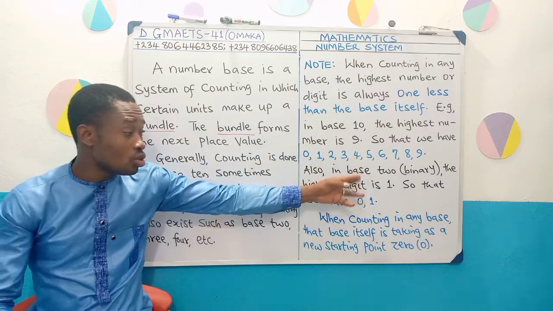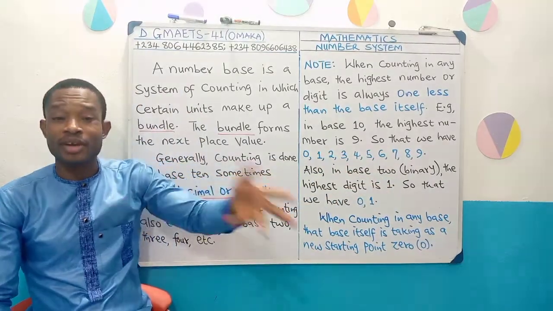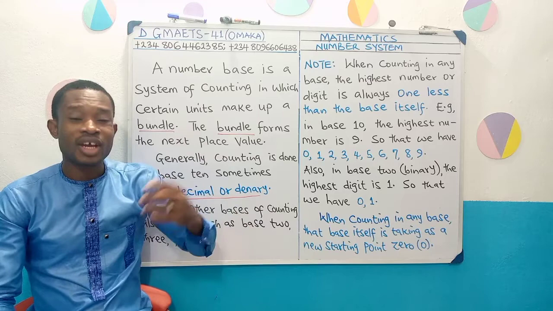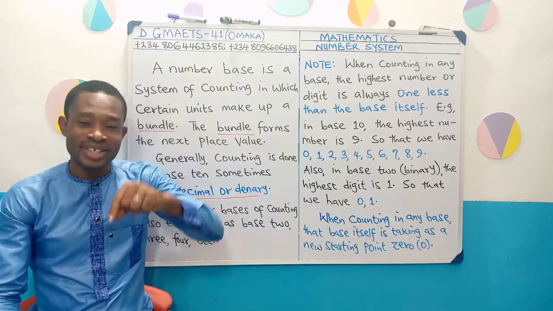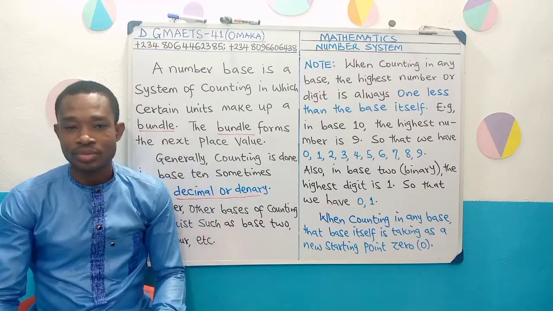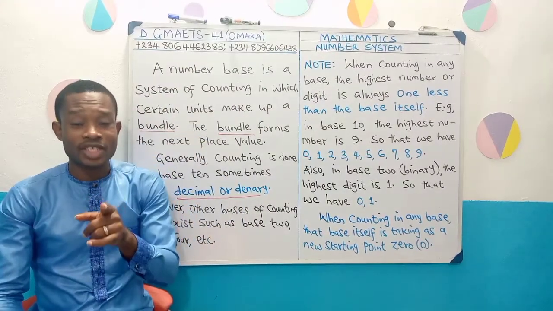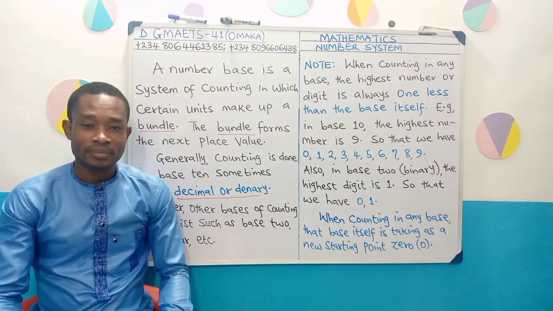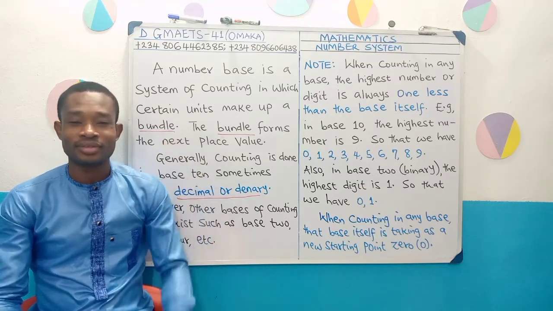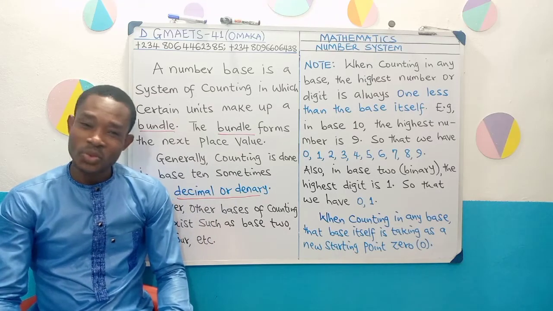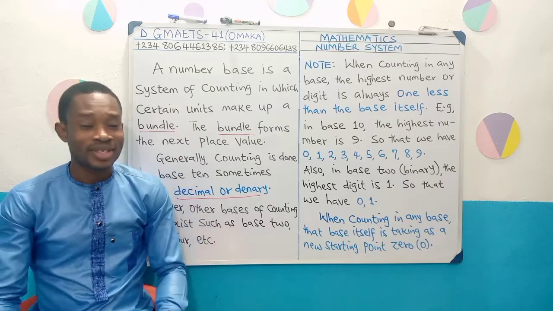What about counting in base 2? Base 2 is also known as binary base or binary system. Now if you're counting in base 2, the highest digit you can have there is 1. And 1 is 1 less than 2, just like 9 here is 1 smaller than 10, which is what I explained already. So if you're counting in base 2, you can only have 0 and 1. You can't record 2 when you are solving a problem in base 2. It's not allowed.